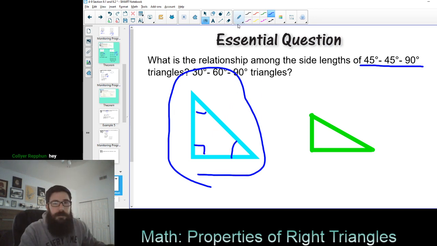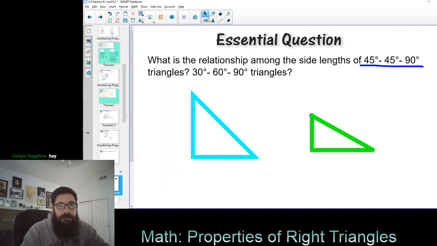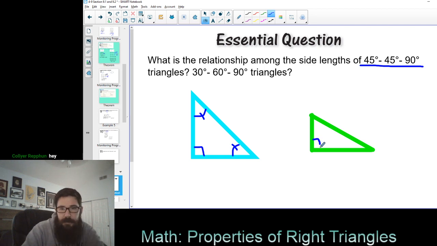Let me delete some of these pieces here. Sorry, my spacing is off. And then, okay, got rid of everything. I have a 30, 60, 90 triangle, where I'm still going to have a right angle. I'm going to have one that's much bigger, which is going to end up being my 60, and then my smaller angle is going to end up being 30.